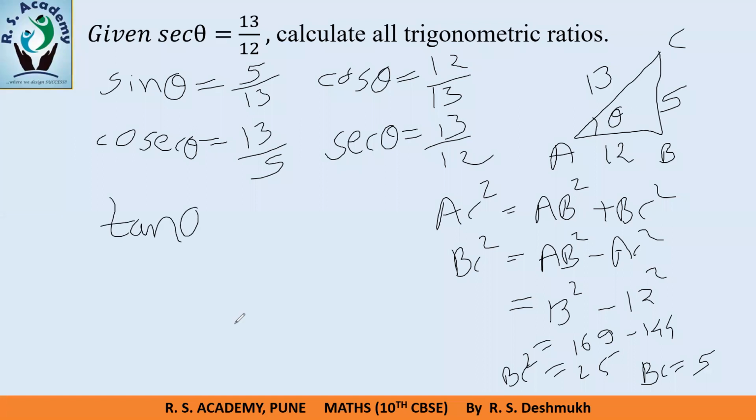And one more, suppose tan theta. What is tan theta, dear friends? 5 by 12, opposite upon adjacent. That means cot theta is opposite to that, that is 12 by 5. Is there any problem?